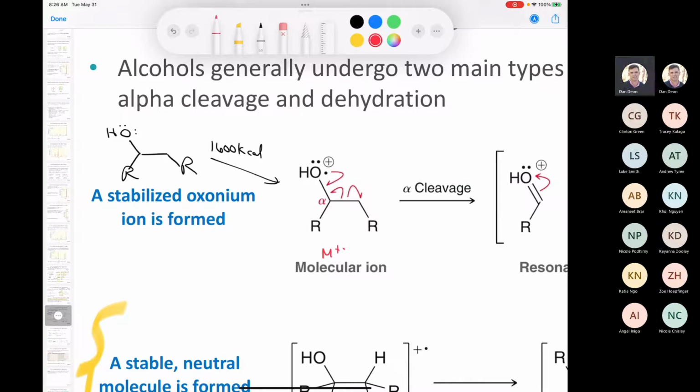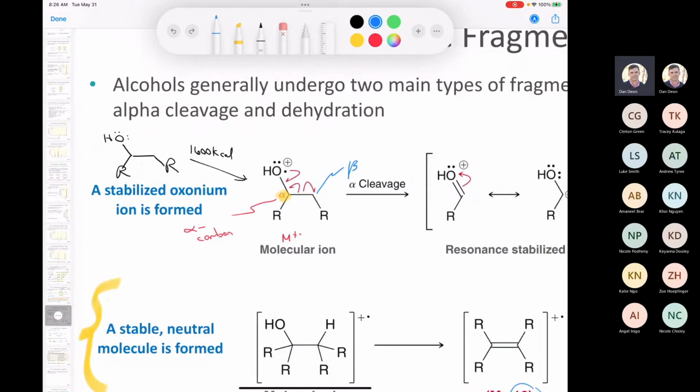Well, you know the carbon that the oxygen is attached to of the alcohol? We call that the alpha carbon. So this is the alpha carbon. And what happens is that the bond between the alpha carbon and the next carbon can break. You could even call this the beta carbon. And if you're wondering, wouldn't this be a beta carbon too? Sure, yeah, that would be a beta carbon, but they're just showing the simplest possible cleavage here. All you need to know in this class is this: that bond can break.